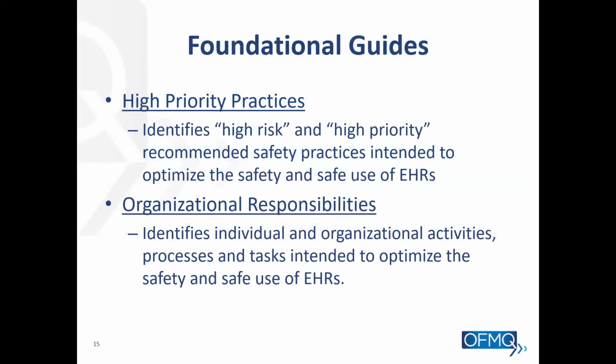So the high priority practices are going to identify high risk and high priority items within your EHR system. These are recommended safety practices intended to optimize the safety and safe use of your EHRs as a whole. This is that first sample guide that I showed you with the screenshots. Your organizational responsibilities, which is the second guide, is going to identify individual and organizational activities, processes, and tasks intended to optimize the safety and use of EHRs.